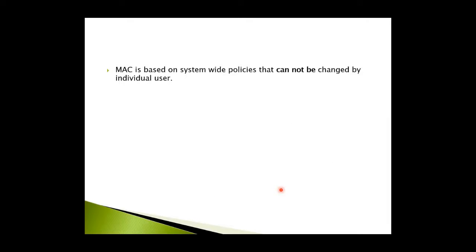Now, mandatory access control is based on system-wide policies that cannot be changed by an individual user. It means whatever policies are set with respect to this access control mechanism are set by considering the system-wide scope, and they cannot be set or changed by an individual user. Like in the case of discretionary control, you have already seen how privileges can be granted and revoked with respect to the user.